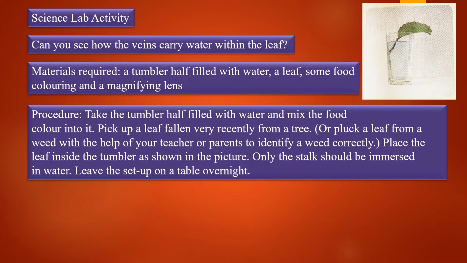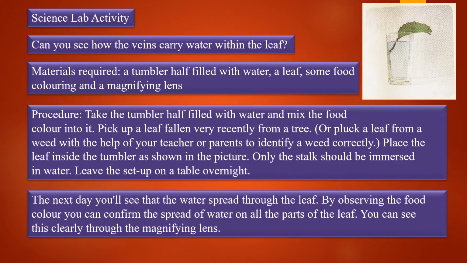Leave that set up on a table overnight. What will happen? The next day you will see that the water has spread through the leaf. By observing the food color, you can confirm the spread of water to all the parts of the leaf. You can see this clearly through the magnifying lens. You can see that the food color is moving around. So this is how the leaf's veins work.